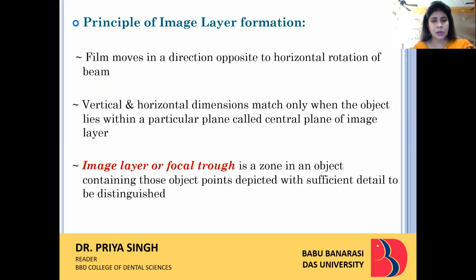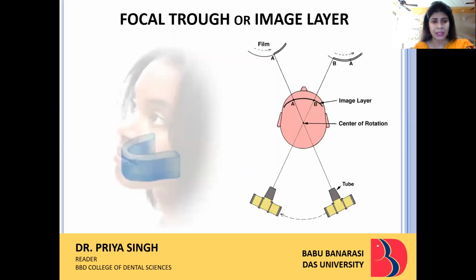Vertical and horizontal dimensions match only when the object lies within a particular plane called the central plane of the image layer. As we have already seen, the patient's jaw has to be in the image layer or the focal trough, which will show the sharpest image. The image layer or focal trough is a zone in an object containing those object points depicted with sufficient detail to be distinguished.